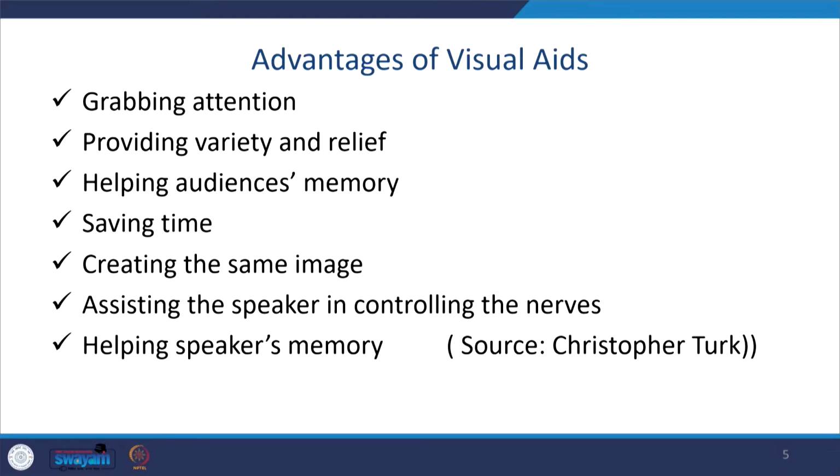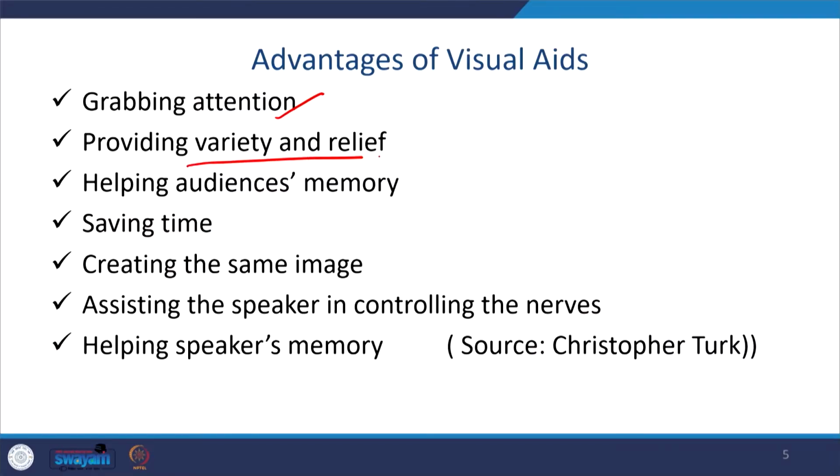So, here are some advantages of visual aids as mentioned by Christopher Turk in his book Speaking Effectively, where he says that the first advantage of visual aids is to grab attention. I mean, when you show a picture, for the time being all the audience members suddenly look at the picture, and even if somebody is not a very good speaker and cannot continue to speak for a long time, the attention is divided between the speaker and the aid. It actually provides variety and relief.